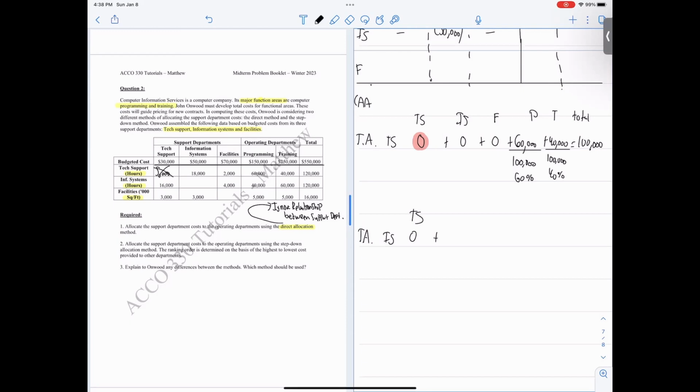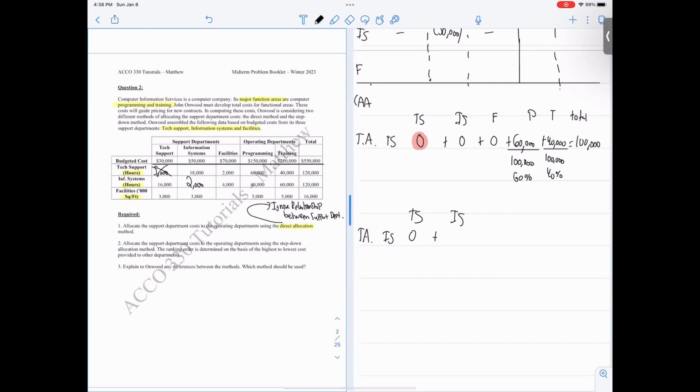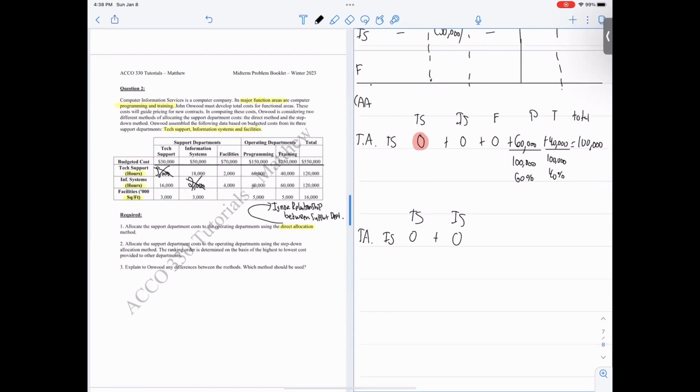Next, how much does IS help themselves? Well, guys, let's pretend IS provide 2,000 hours to themselves. Would you use this number? The answer is no. You never do any self-allocations. You only help the other departments. Okay, don't fall for that trick, guys. Like I'm telling you now, it's coming on the exam. You never self-allocate. Okay, so information systems helps themselves. You remove that from your total.